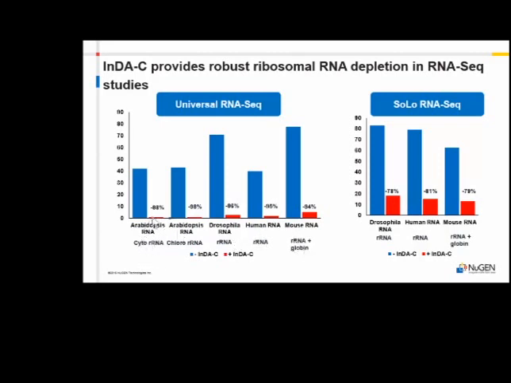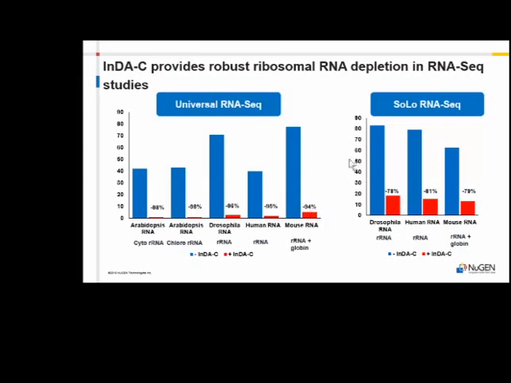So for Arabidopsis here, we have a design to cytoplasmic rRNA, as well as a design to the chloroplast rRNA. And you see that before applying the InDA-C, the rRNA reads comprise about 40% of all of the reads in the library, and after targeted depletion, only about 2% of these sequences remain. And this depletion is robust across all of our species for universal.